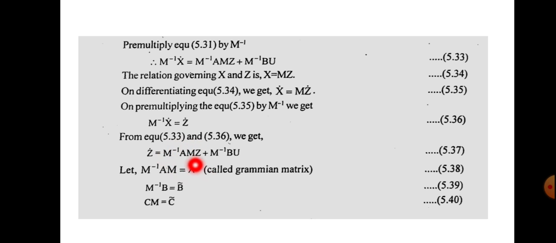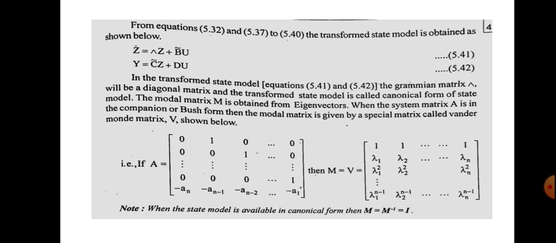Here M inverse AM is represented by this symbol, and it is called the Gramian matrix. Remember this equation because it will be useful for doing problems. That is, M is the modal matrix, A is the system matrix, and M inverse AM will be equal to the Gramian matrix. Similarly, M inverse B we represent by B cap, and on the output side, C into M will be equal to C cap.